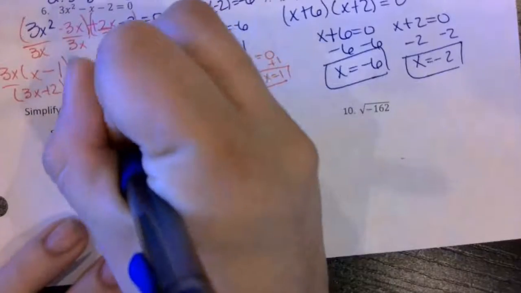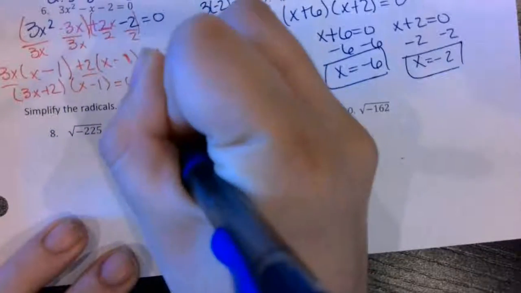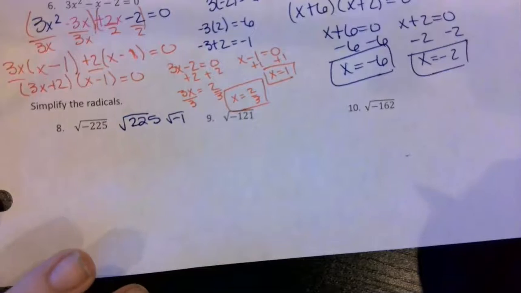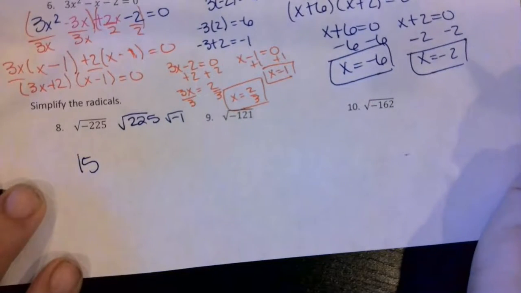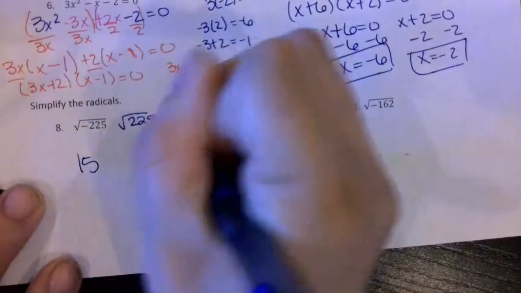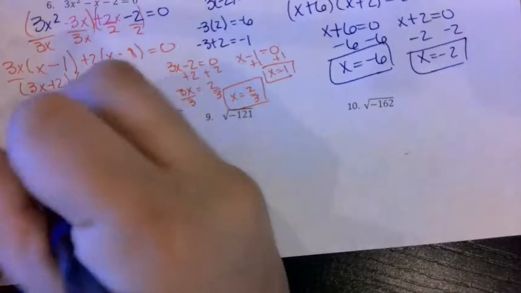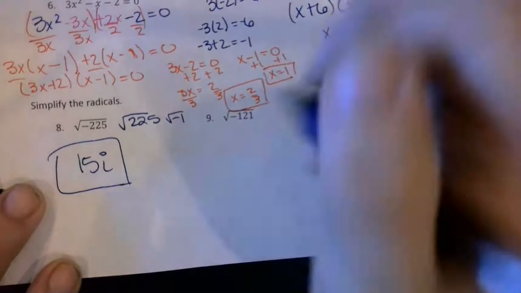On number 8, it wants me to simplify the radicals, but they have negative numbers in there. Remember, I can rewrite this as the square root of 225 and the square root of negative 1. The square root of 225 is 15. If I didn't know that, I would want to do a factor tree. And then the square root of negative 1 is just i. So my answer here is 15i.